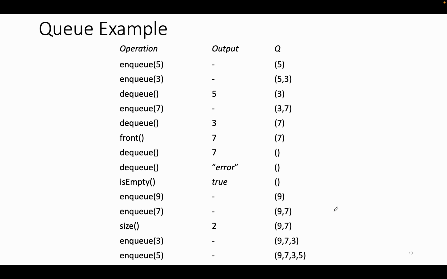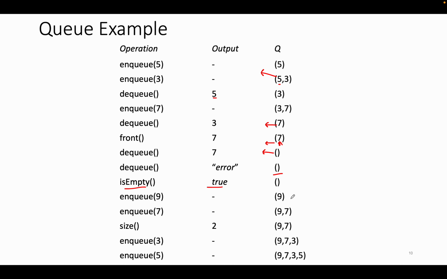Here is the list of the operations: NQ, DQ, front, is empty, and size. NQ is like add 5, add 3, DQ shows 5, meaning the front one is DQ'd first. Add 7, return 3. Show the front value, which is 7 at the front pointer, and DQ 7. Then you cannot DQ anymore because there is no more value in the queue, and when you check is empty, it returns true.